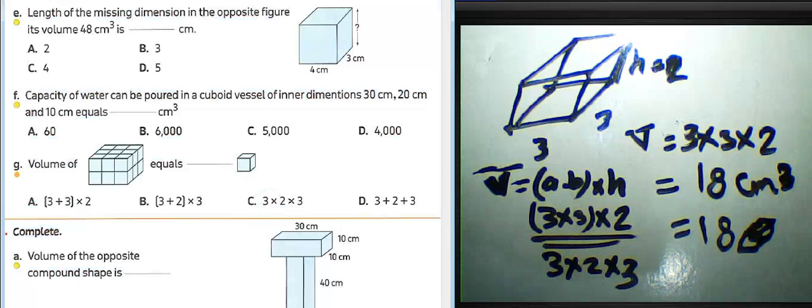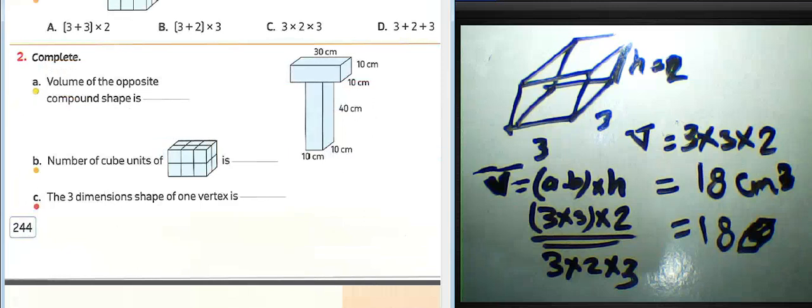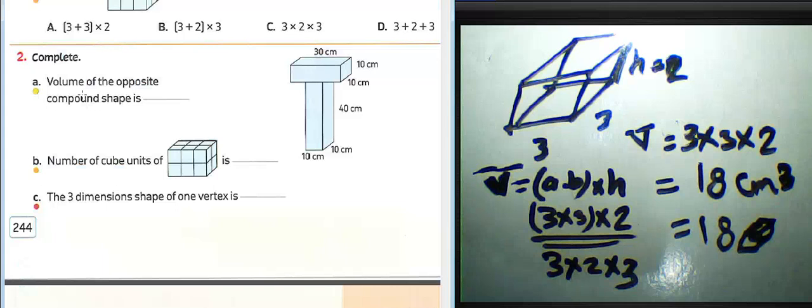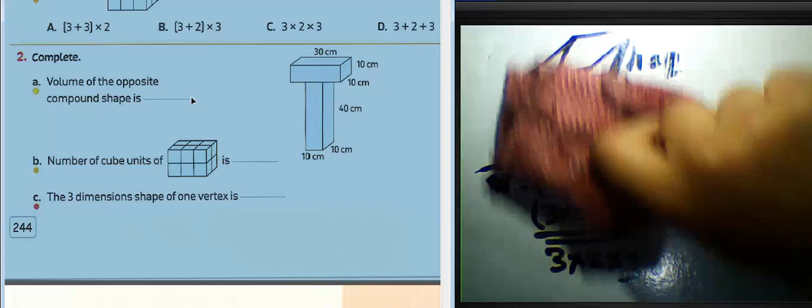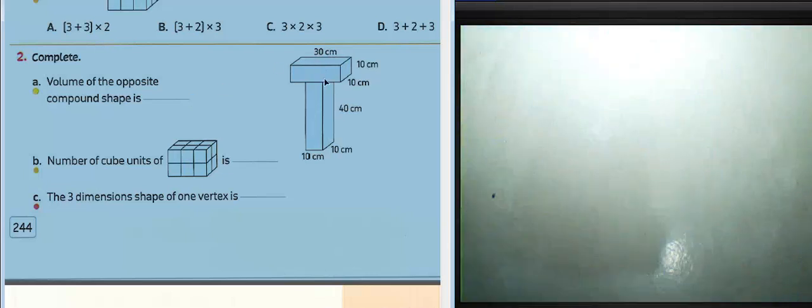Now we will complete. Choose here. Complete number 2, page 244 from the book. Volume of the opposite compound shape is space. He asked about the volume of the cuboid here. We have 2 cuboids, first here and second. You can find the volume of the cuboid from lengths and widths and height. He gives us the base is the square and the height 30.